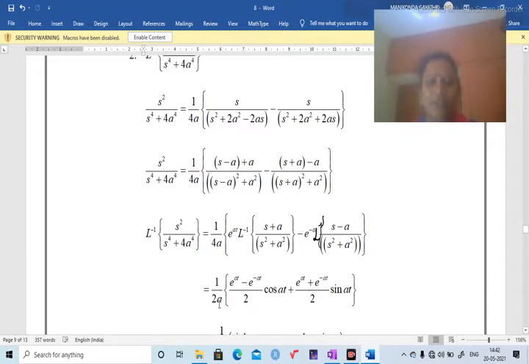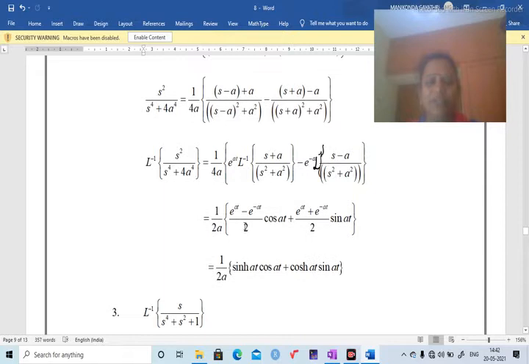So here, using the same as in the previous problem, this is cos at, this is sin at. So (e^(at) minus e^(−at)) by 2. Here also (e^(at) plus e^(−at)) by 2. This is sinh at, this is cosh at. So to solve this problem, you need the knowledge of the previous problem.